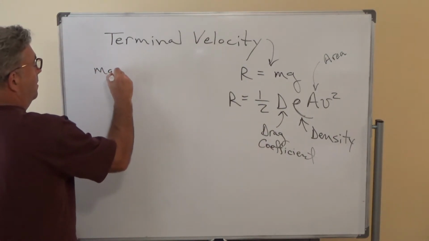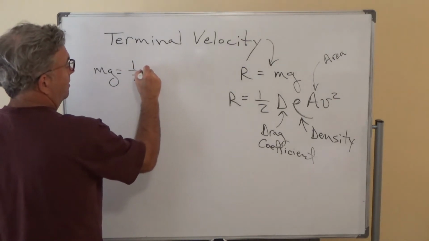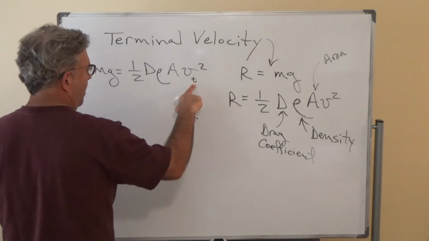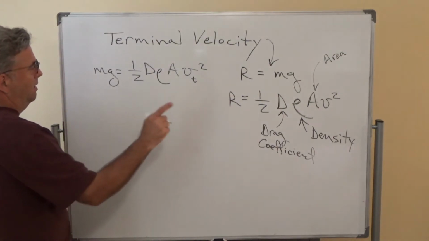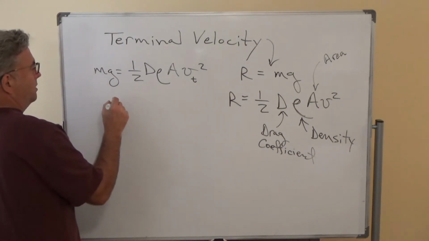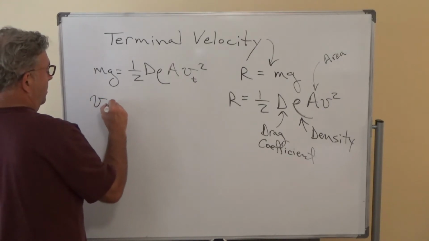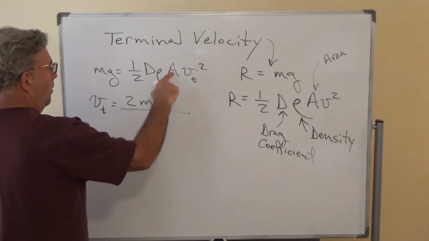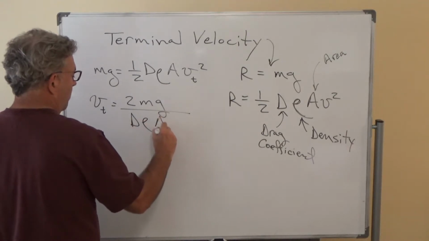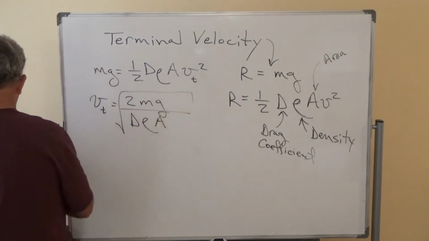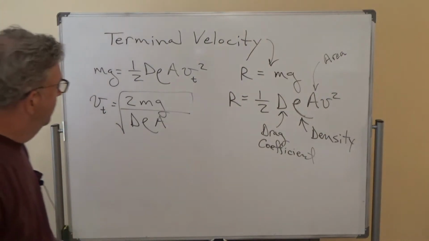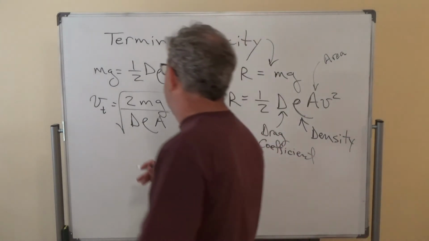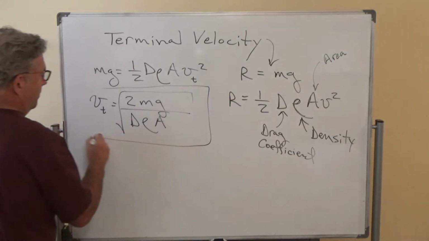mg is equal to 1/2 d rho a v. I'm going to put a little t there. That means terminal velocity. So we'll solve for the terminal velocity. So you get vt is equal to the square root of 2 mg divided by d rho a, and all of that underneath the radical. And I hope I got that right. Okay, so to calculate the terminal velocity, that is this equation.